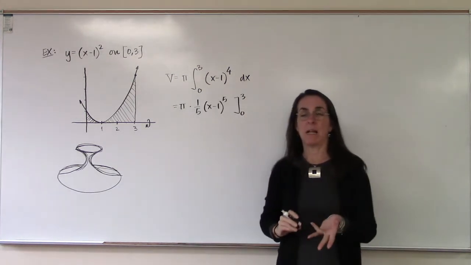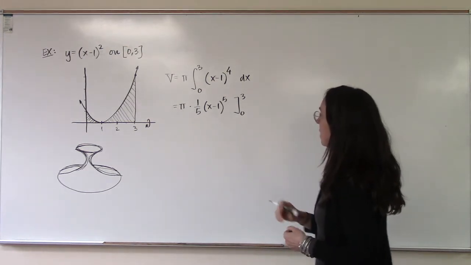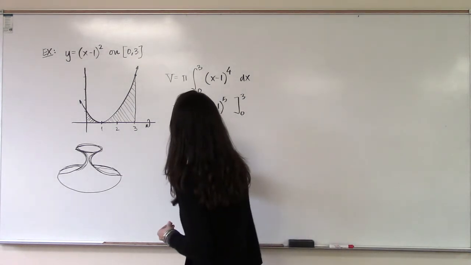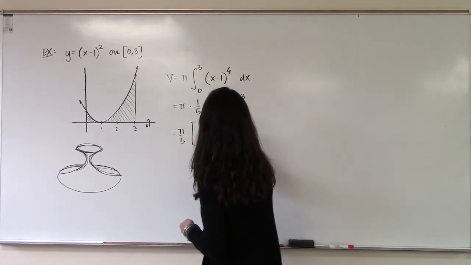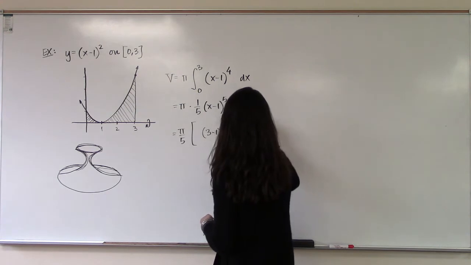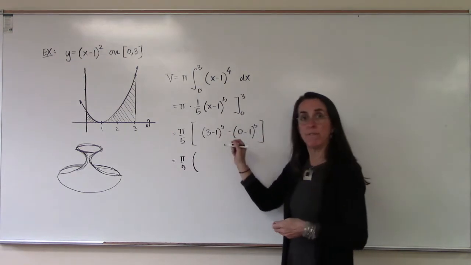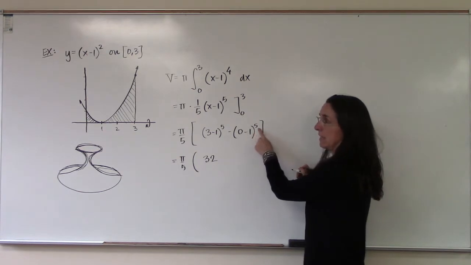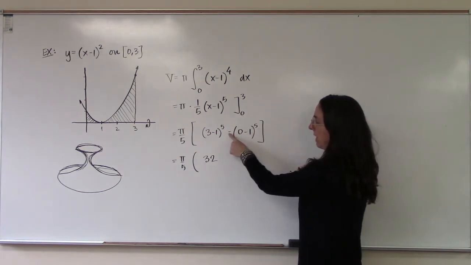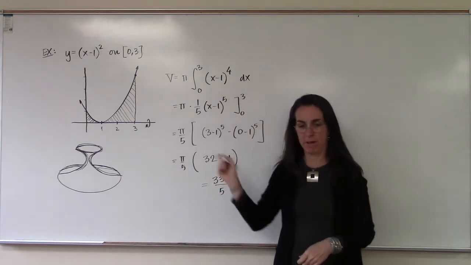So if you make u equal to x minus 1, then du and dx are the same thing, and you can just do what I've done here. What do we get? So pi over 5 times 3 minus 1 to the 5th minus 0 minus 1 to the 5th. 3 minus 1 is 2, 2 to the 5th is 32. And negative 1 to the 5th is negative 1, but we're subtracting it, so we'll be adding it. So 33 pi over 5 is the volume of the solid.